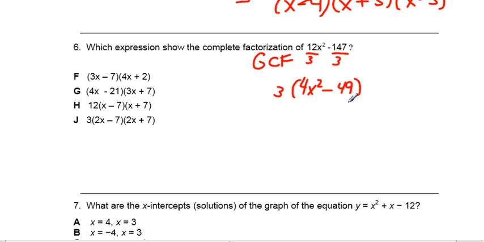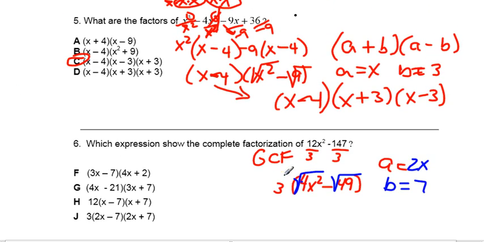And again, 4x squared minus 49. 4x squared is a perfect square. 49 is a perfect square. Find your a. We're taking the square root, and you get 2x. Find your b. Square root, you get 7. So then our formula is right up there above in number 5, a plus b, a minus b. So we're going to have 3 as our GCF, and then we're going to have 2x plus 7 and 2x minus 7. And that's J.